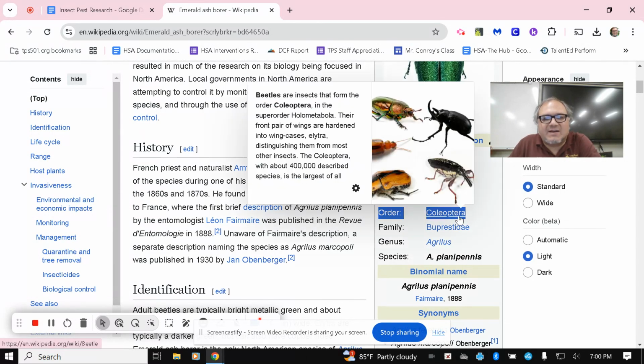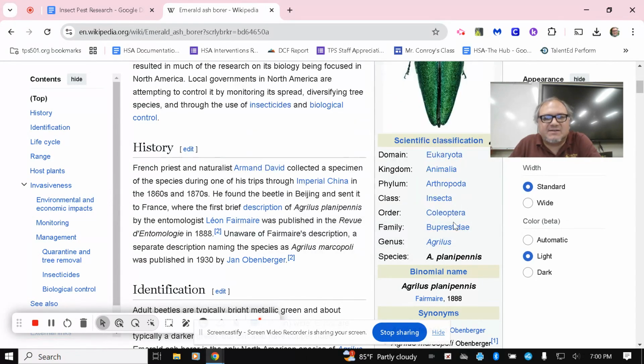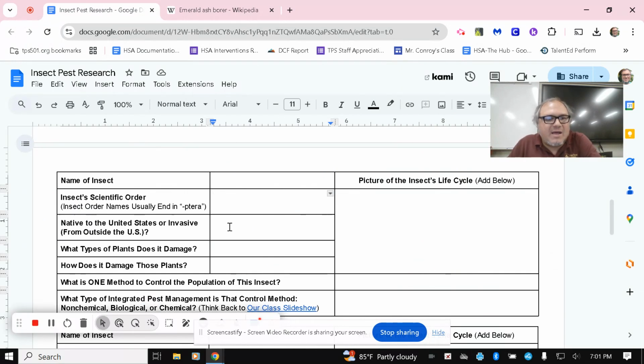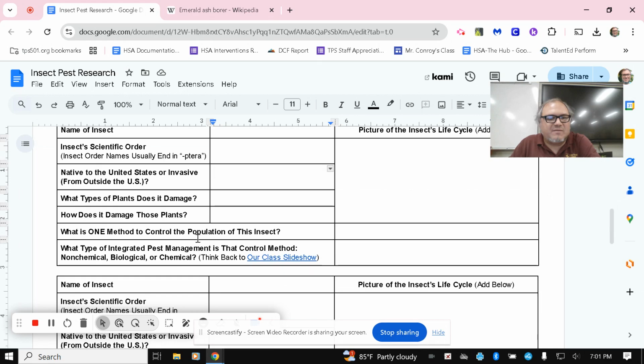And again, I want the technical term for it. Coleoptera basically means beetles, but I don't want it to just say beetles. Tell me Coleoptera. Tell me the actual order that we're looking for there. I want to know, is it native to the United States or invasive from outside of the United States? Again, pretty easy to search for that information.